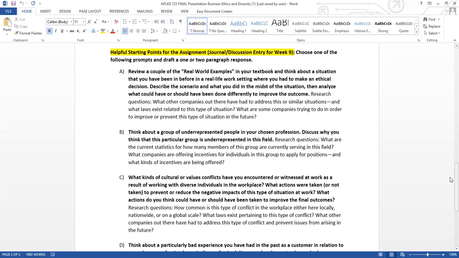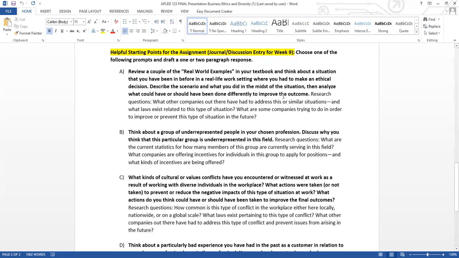So review a couple of the real world examples in your textbook, so that can be from any chapter actually, and think about a situation that you've been in before in a real life work setting where you had to make an ethical decision. Describe the scenario and what you did in the midst of the situation, then analyze what could have or should have been done differently to improve the outcome.